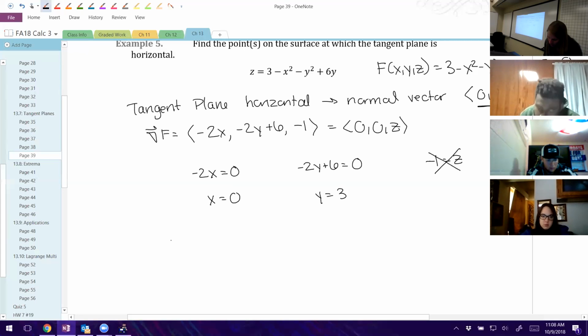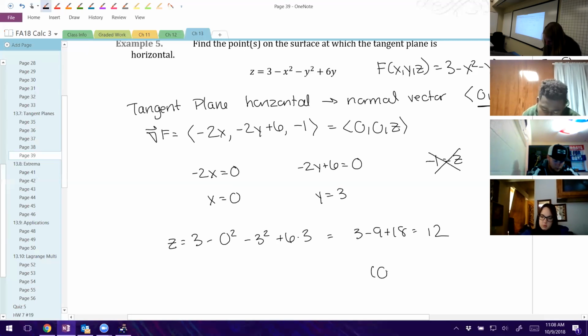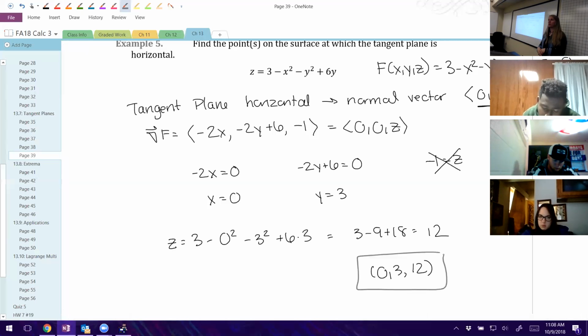So if we go back to the original function to find out what z actually equals, 3 minus 0 squared minus 3 squared plus 6 times 3 gives us what? 3 minus 9 plus 18, 12. And that is it. That would be our point. So at the point (0, 3, 12), that way we know we're on the surface there, not the -1. That's when we are going to have a horizontal tangent line.